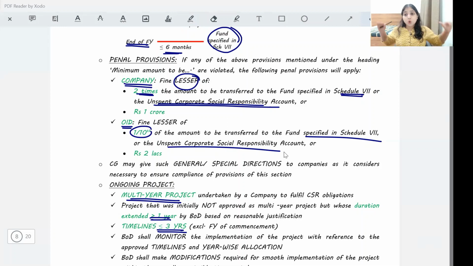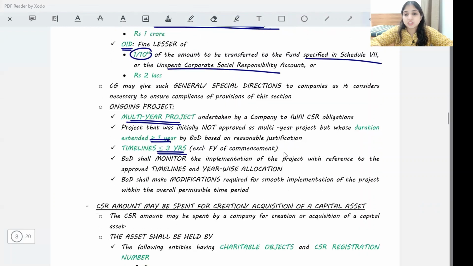The company will be punished, and the officer in default will also be punished. The company: 2 times the amount which you should have transferred into those accounts but did not transfer, or 1 crore rupees, whichever is less. The officer in default: 1/10 of the money which should have been transferred but was not, or 2 lakh rupees, whichever is less.